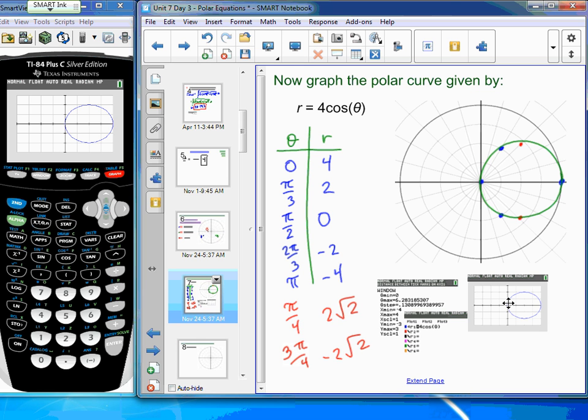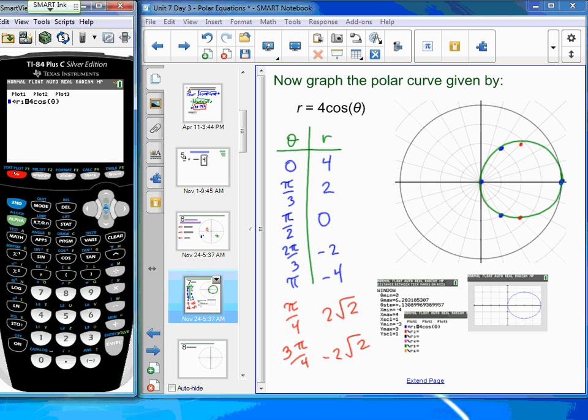While we're here, what would have been different if we had this be for sine theta? What would have changed on my graph? Courtney? It would be symmetrical along the y-axis. Absolutely. We'd have left-right vertical symmetry. So a quick check, and Courtney's absolutely right.